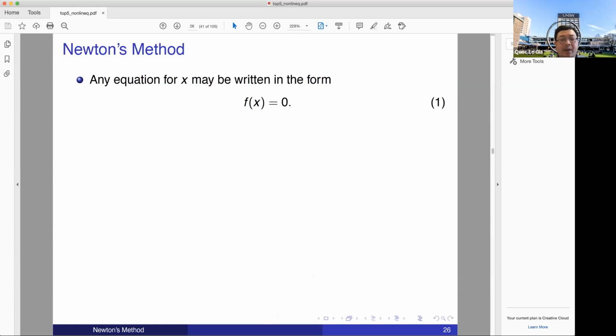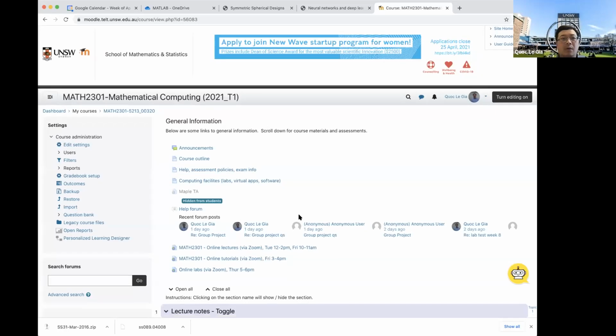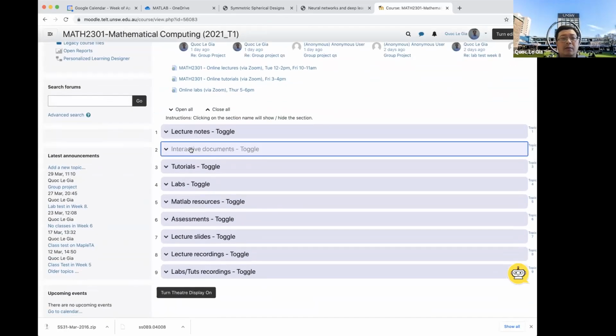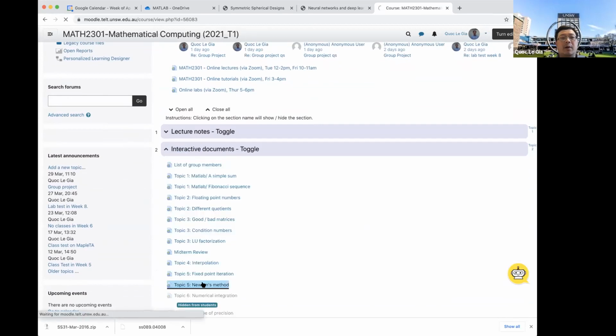Okay, so anyway, let me ask you a very simple question. Maybe the question is available in the Moodle. We discuss a very simple question to motivate the method. If you go to the interactive documents, let me share the Moodle page. And then there is a question about the Newton method.